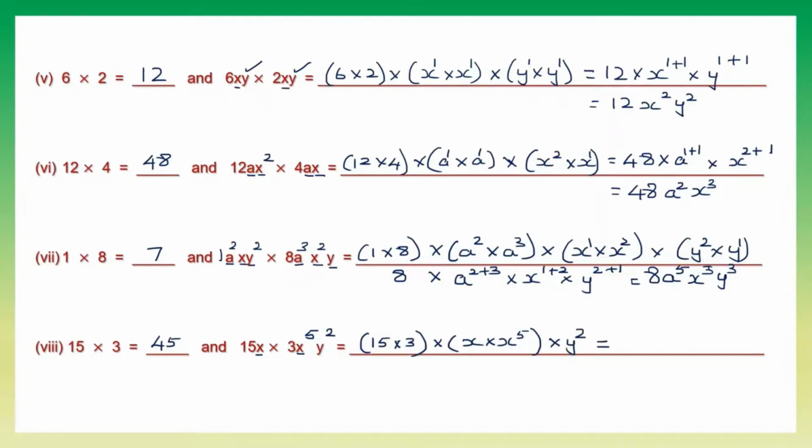So now what do we have? 15 threes are 45 into x to the power of, it's 1. So 1 plus 5 into y squared. So what's our answer? 45 into x to the power of 6. So we write x to the power of 6 and y to the power of 2. So 45 x to the power of 6 and y to the power of 2.